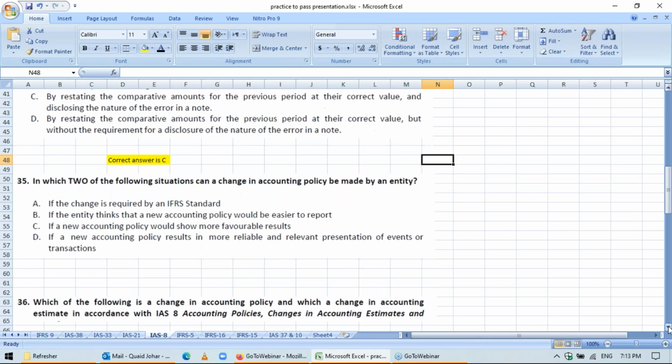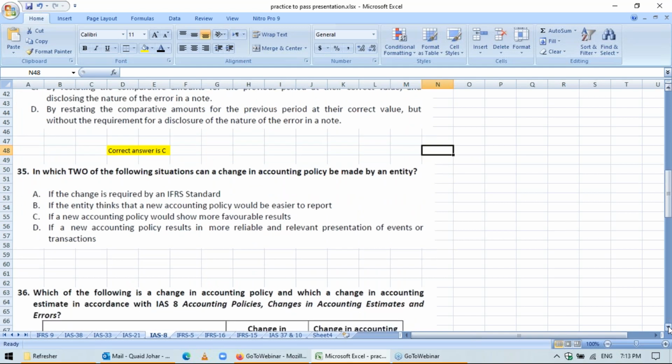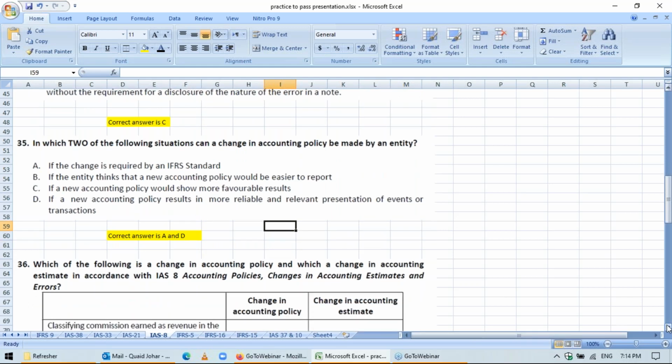Okay, now question number 35. Just in half a minute, please attempt it. I'll give you the answer in half a minute. So the correct answer is A and D. You can only change the policy when it is required by an IFRS, or it results in more reliable or fair presentation. Otherwise, you cannot change. So B and C are not possible.